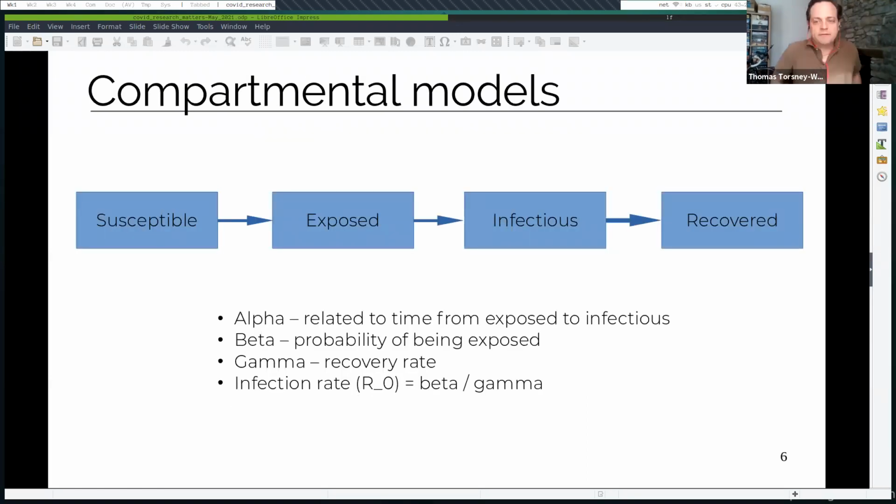So if you're not familiar with these compartmental models for epidemiology, this is an example of one. This is the SEIR model that we were using in this project. Basically what happens is everyone gets divided up into four buckets: susceptible, exposed, infectious, and recovered.